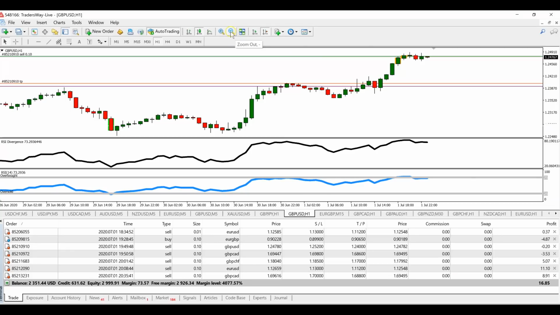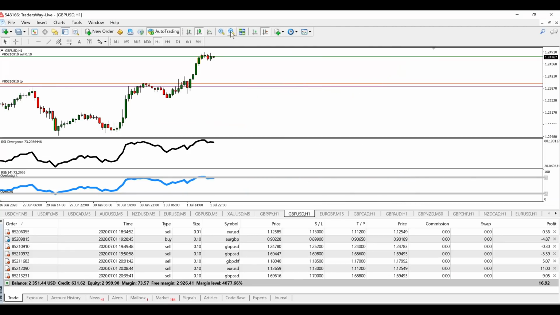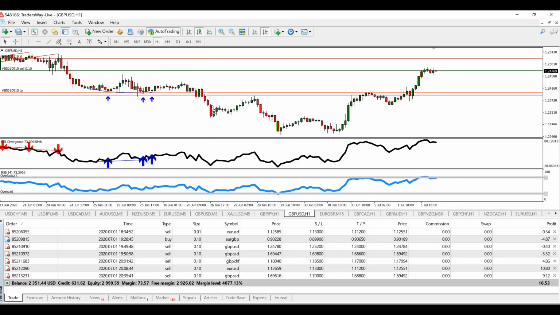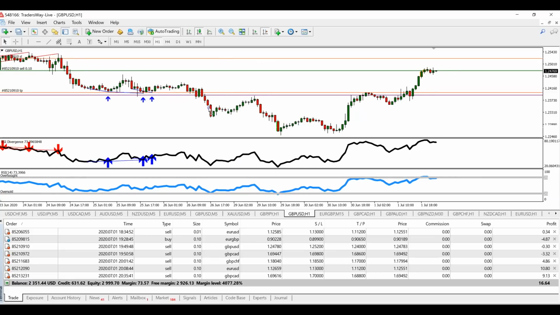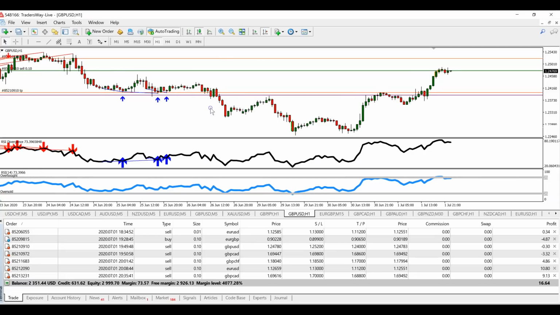Okay, so I'm going to zoom out here really quick, and we're going to see where our zone was located, if there's a zone in this area. Okay, now check this out.